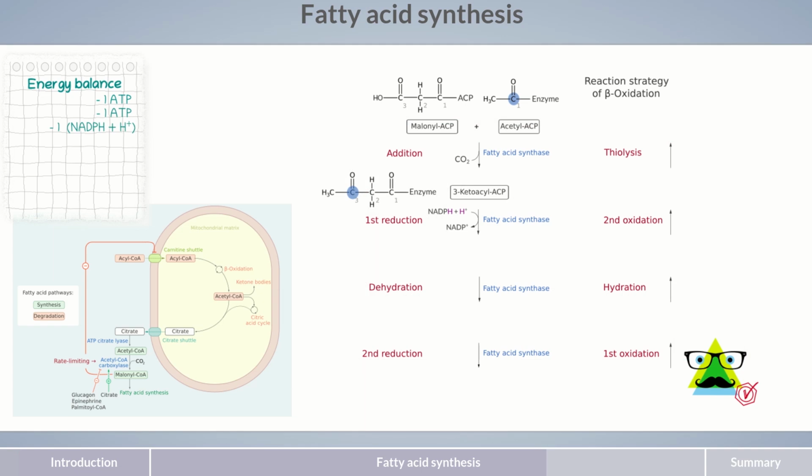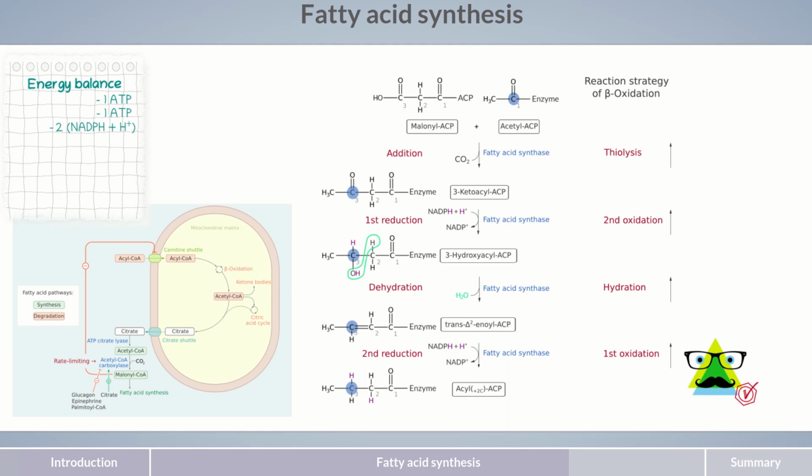The product of the first reduction is 3-hydroxyacyl-ACP that contains a hydroxyl group, which can be cleaved as part of a water molecule in the next reaction. A trans-delta-2-enoyl-ACP with a double bond is formed. Through a second reduction using NADPH and H+, acyl-ACP is formed, elongating the previously existing molecule by 2 carbon atoms. The cycle can now start again, in which the continuously growing acyl-ACP chain replaces the starter molecule. Please note that the fatty acid synthase reaction doesn't require ATP.